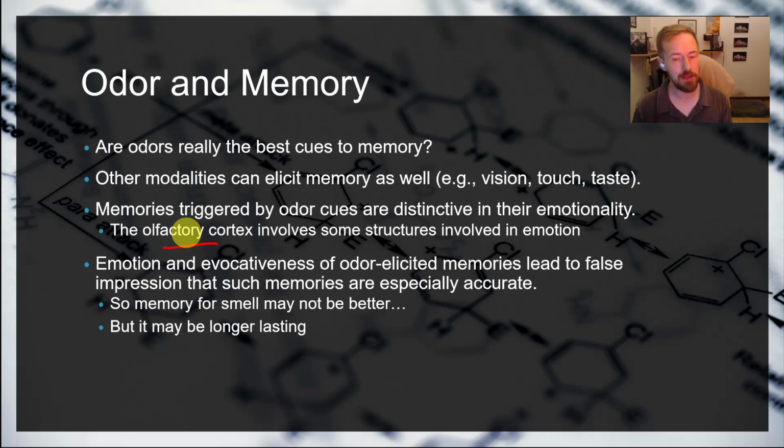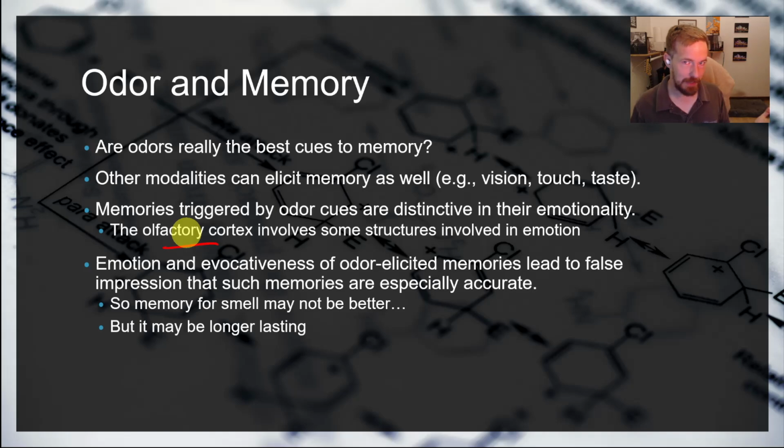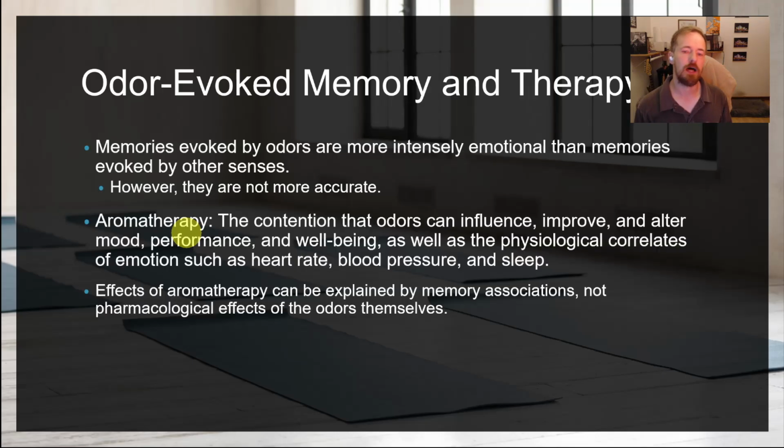But it may be a longer lasting memory, which only makes this more complicated, right? Because maybe you can have a memory that is long lasting but is not very accurate. And if that's the case, then it's not really the best memory. You see what I mean? It gets really tricky when we start trying to say, well, what do we mean by the best kind of memory?